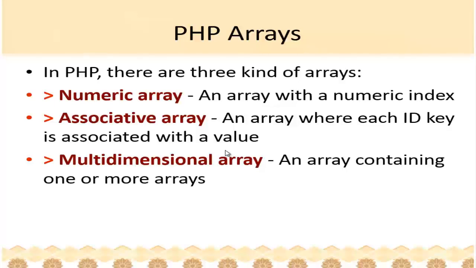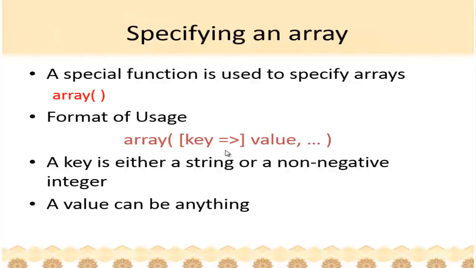A numerical array is one that has the index as numbers. An associative array is one wherein you give names to the indexes, and these indexes are usually called keys. It is called associative because when you supply a key, the key is mapped to the value. So there is an association between a key and a value. That is why it is called an associative array. The next one is a multi-dimensional array, that is, we have more than one dimension within an array.